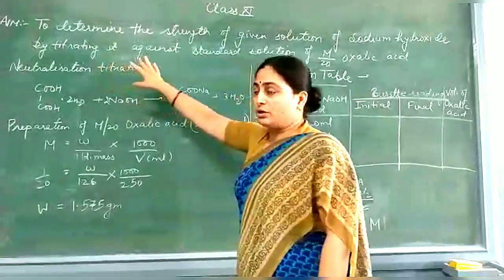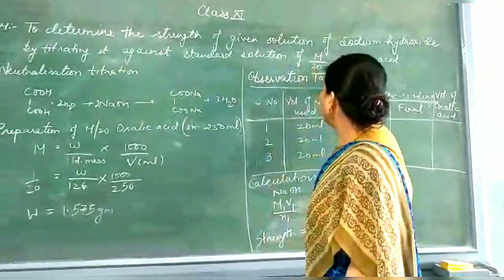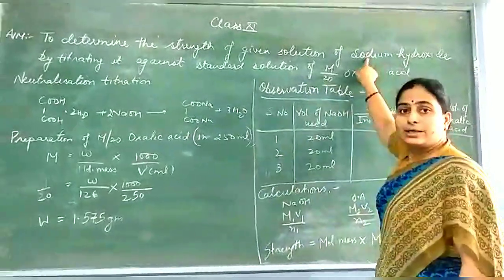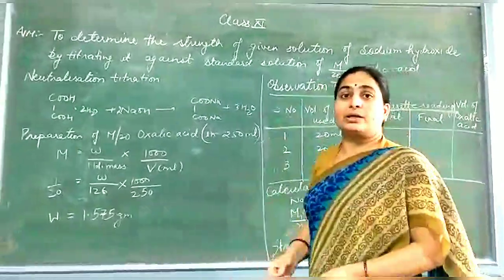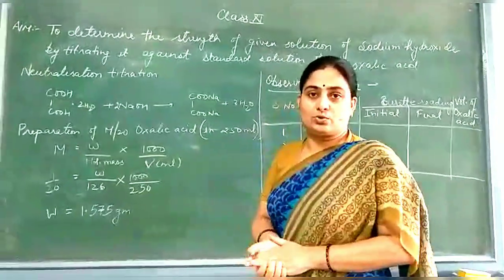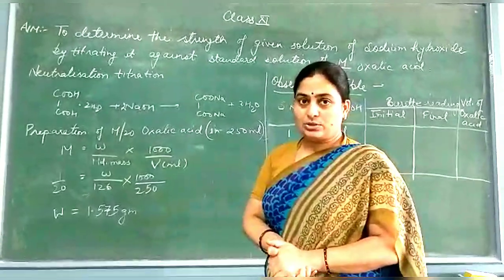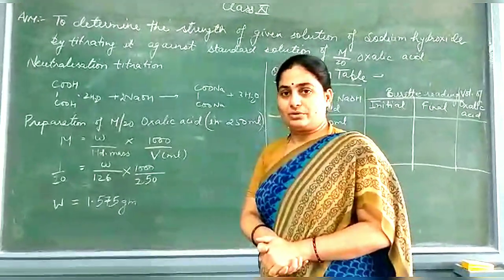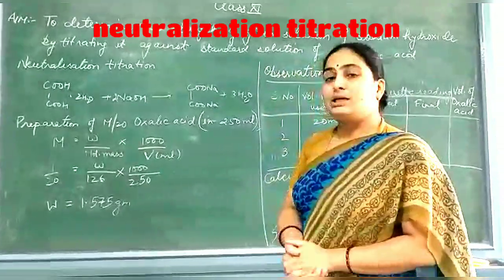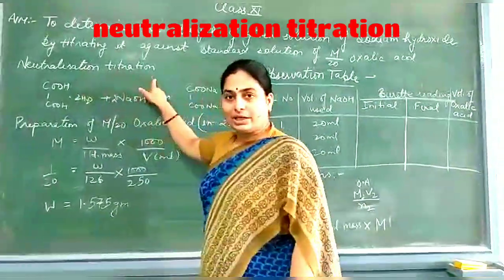So we are going to find the strength, and the process is titration. What is titration all about? I will tell you. I have taken a solution of sodium hydroxide and an acid. Since we are reacting one acid and one base, such a titration is known as neutralization titration. In 11th class basically we are having neutralization titration.